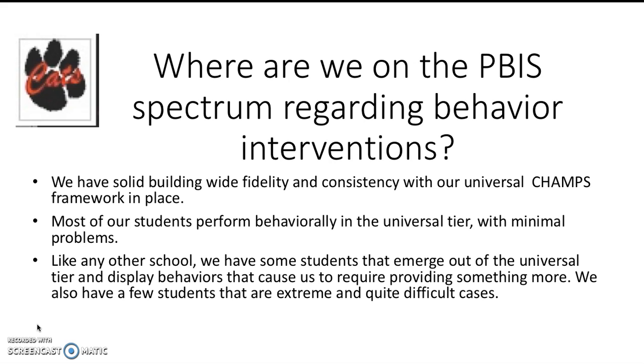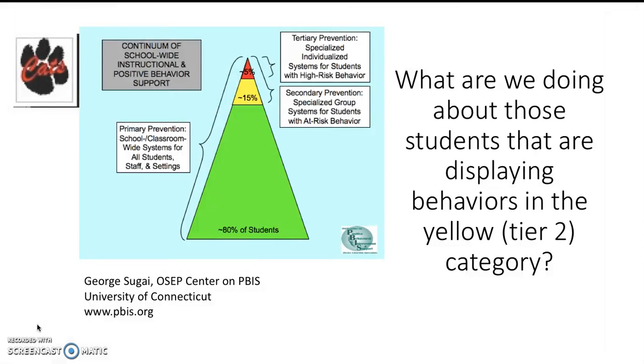For El Dorado Middle School, let's start where we are on the PBIS spectrum regarding behavior interventions. We have a solid building-wide fidelity and consistency. Our Tier 1 is set pretty well, and we are at the point now where we're finding interventions and trying to find ways to help our Tier 2 kids and some of our Tier 3 kids as well. Like any other school, we do have some students that will be in those categories, and we are striving to find ways to get them going in the right direction.